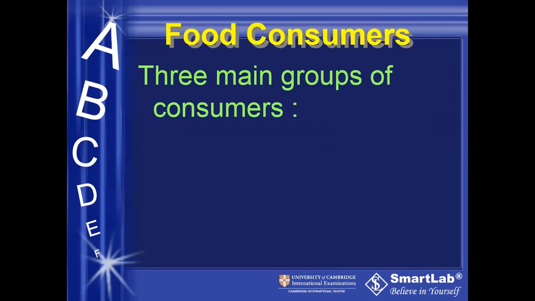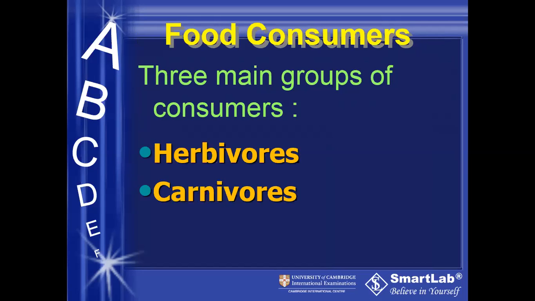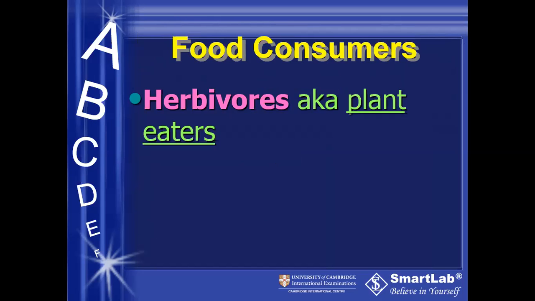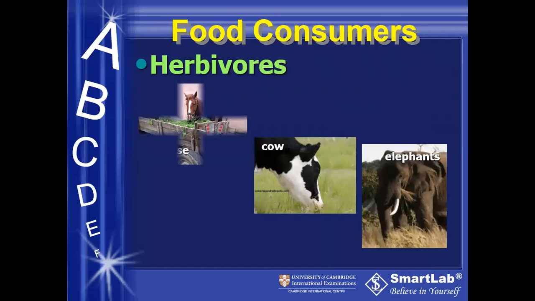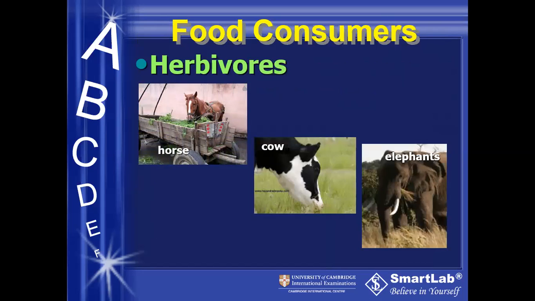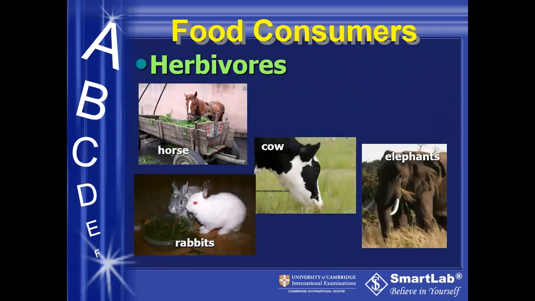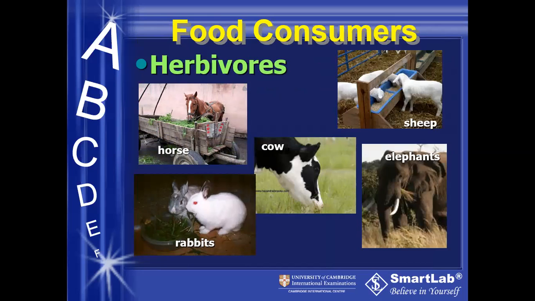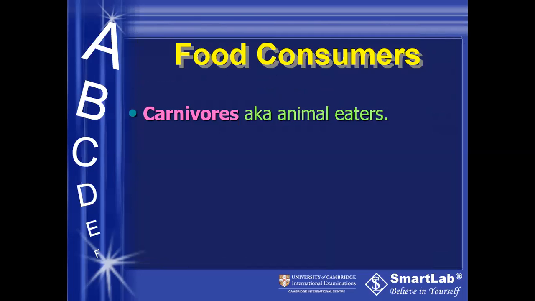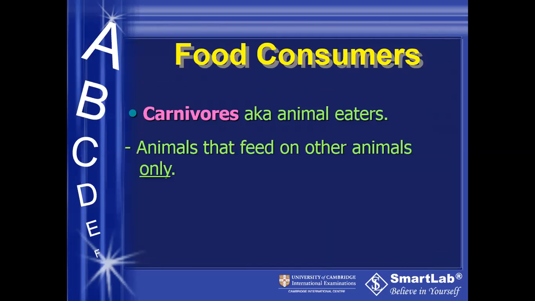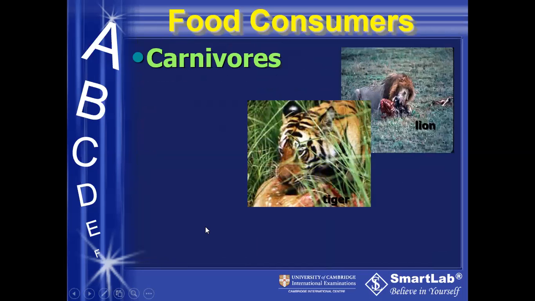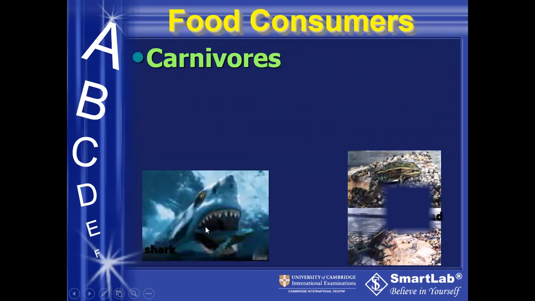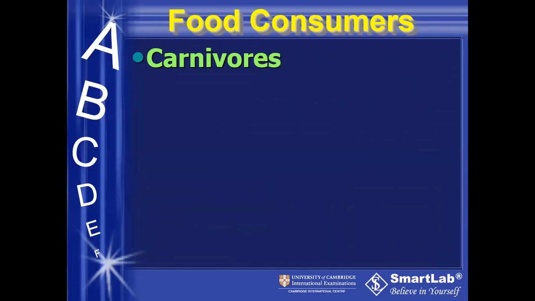So there are three main groups of consumers: herbivore, carnivore, and omnivore. Herbivores are plant eaters. They feed only on plants. Examples will include the elephants, cow, and the horse. Of course, there are other examples like rabbits, sheep. For carnivores, they feed on animals only. So examples of carnivores will include tiger, lion, shark, toad, and snake.